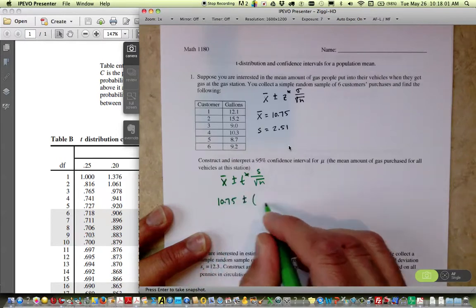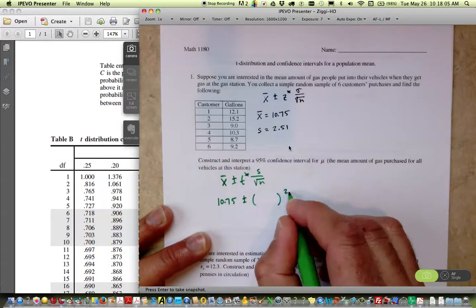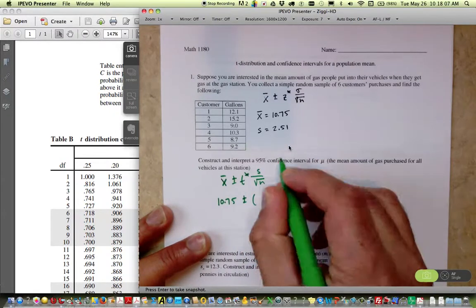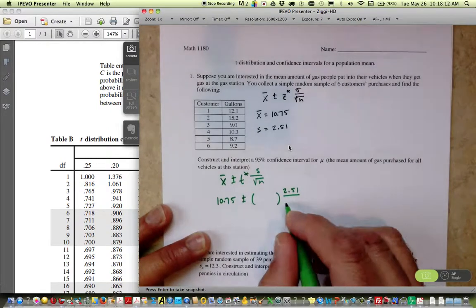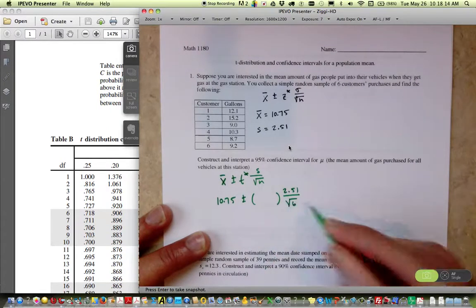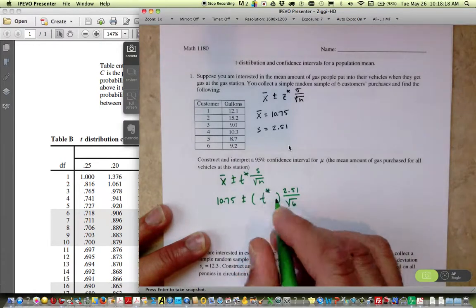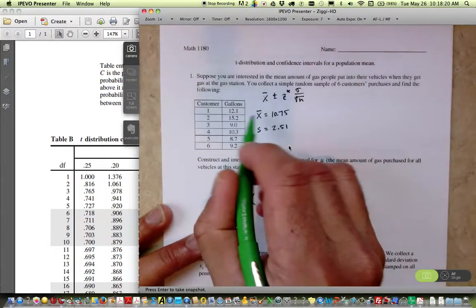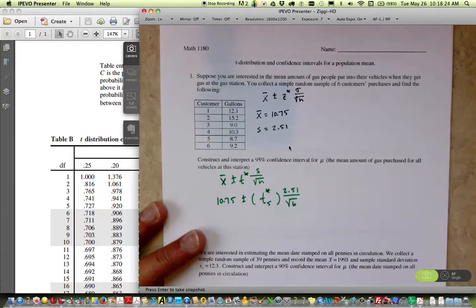plus or minus, let's leave this blank for now. s was 2.51, and I just get that from doing one variable statistics on my calculator, divided by the square root of 6. Then what we need to put in here is our t star, and our sample size was 6, so we're going to find a t star with 5 degrees of freedom.